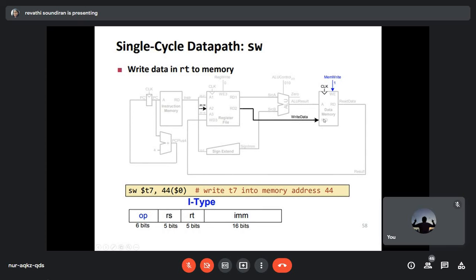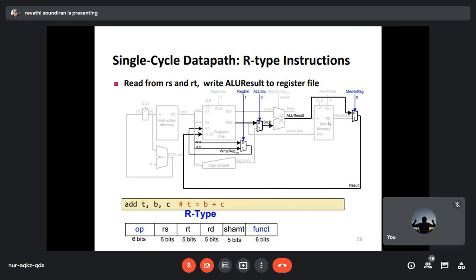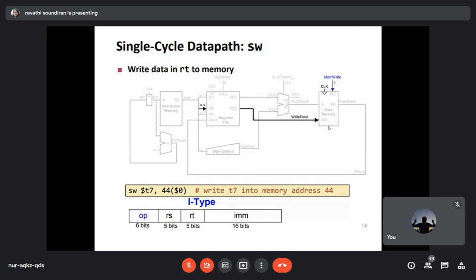By this way, the immediate value 44 from your source register would be written to your memory, which is your write word here. So typically we have understood the cycle path for this type of instruction, which corresponds to your I type instruction, that is your immediate type instruction.